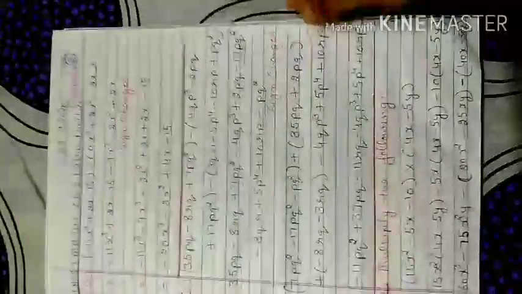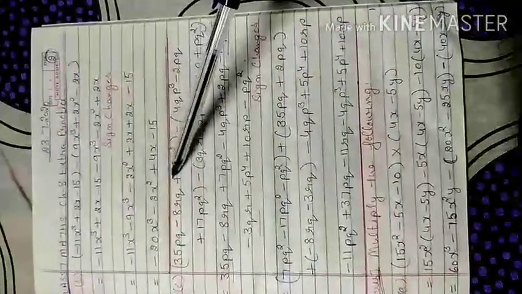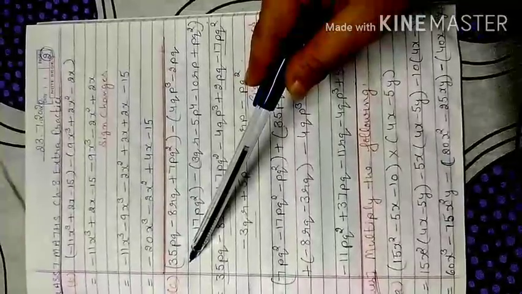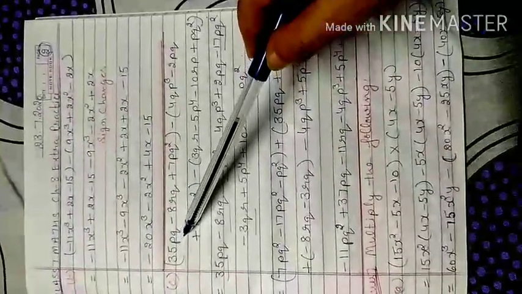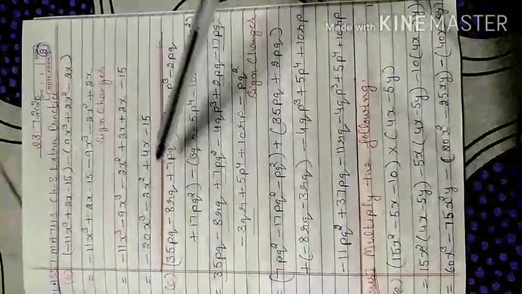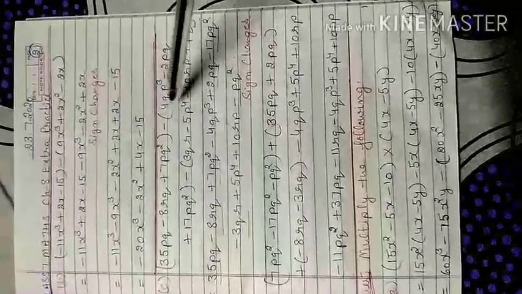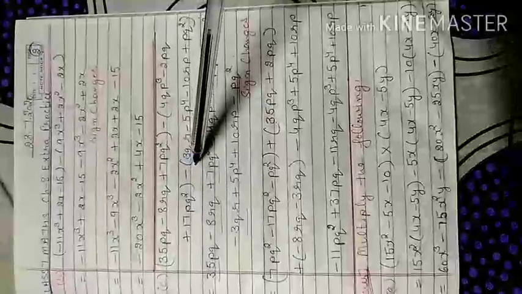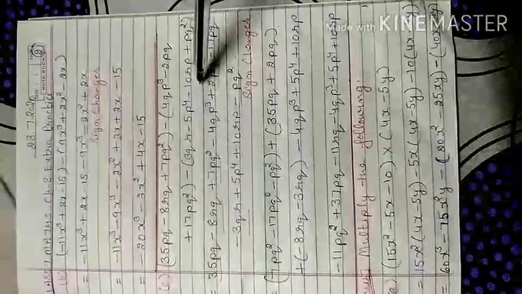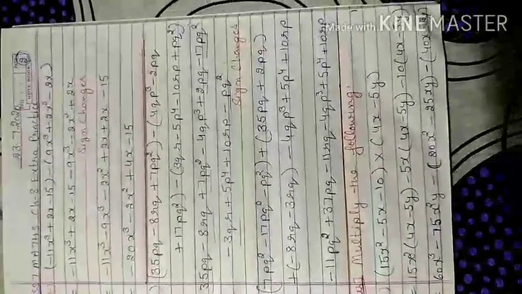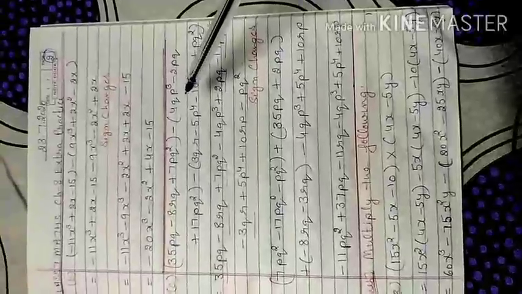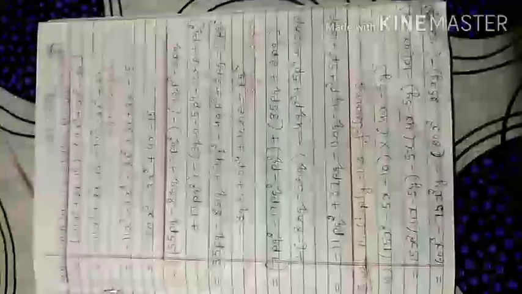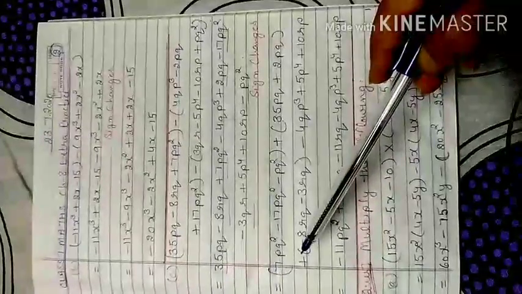Similarly in part C also, there are 3 expressions within the bracket: 35pq minus 8rq plus 7pq square minus 4qpq minus 2pq plus 17pq square minus 3qr minus 5p4 minus 10rp plus pq square. First you open the bracket by changing the sign, because the negative sign is outside. When you open all the brackets, after that you have to arrange the like terms.